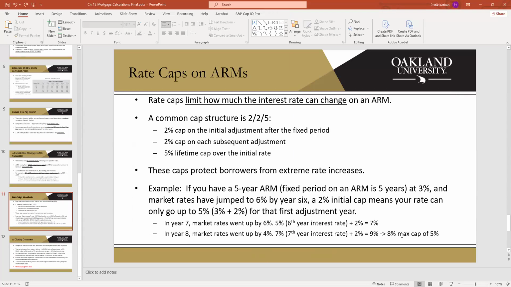But hold on a second, that doesn't make any sense because I started off at 3% and now they're saying my interest rate will be 9%. That's 6% higher than my initial interest rate, right? But that doesn't make sense because my interest rate can be only 5% higher than the initial interest rate, because I have this 5% lifetime cap over the initial rate. So that 9% gets down to 8% because the 5% cap hits. Okay, that's how rate caps on ARMs work.